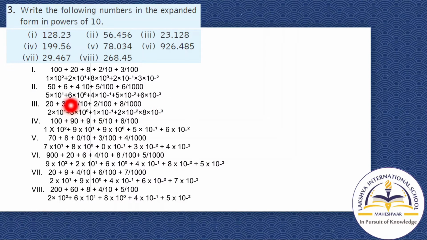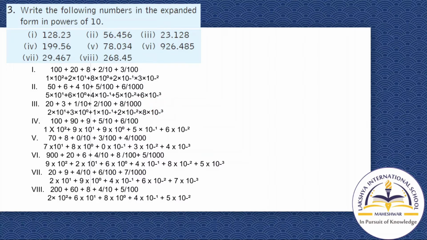Now question number 2, you can see 50 plus 6 plus 4 divided by 10. Here there will be the division sign. Plus 5 divided by 100 plus 6 divided by 1000. Now 5 into 10 to the power 1, 6 into 10 to the power 0. Now 4 into 10 to the power minus 1, 5 into 10 to the power minus 2, 6 into 10 to the power minus 3.